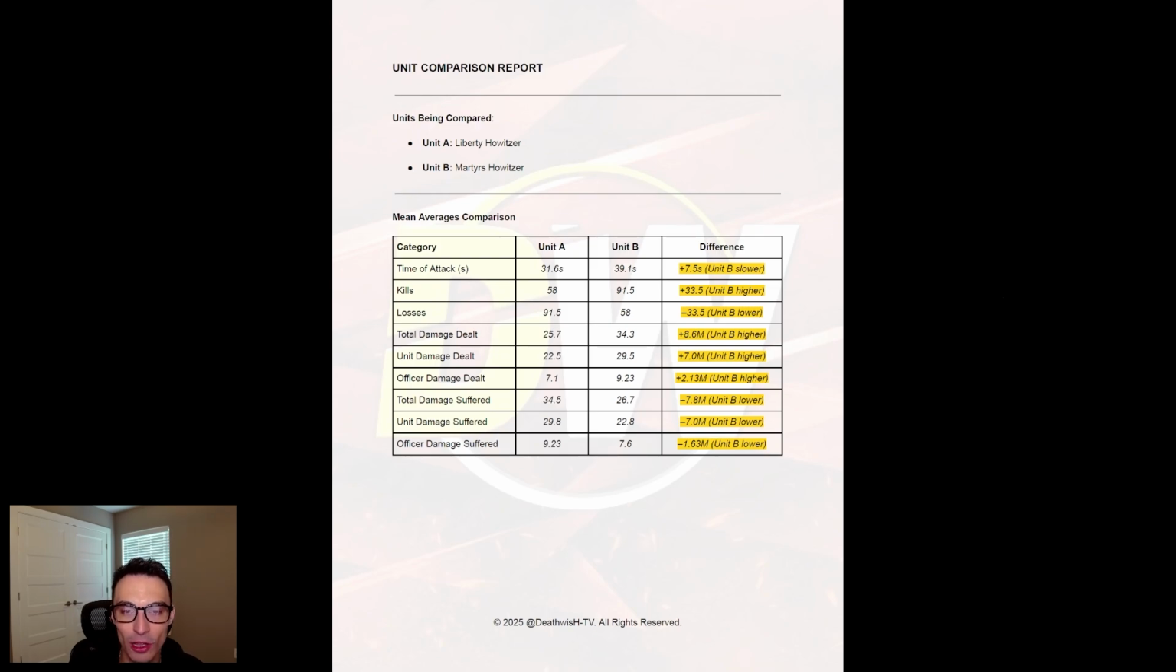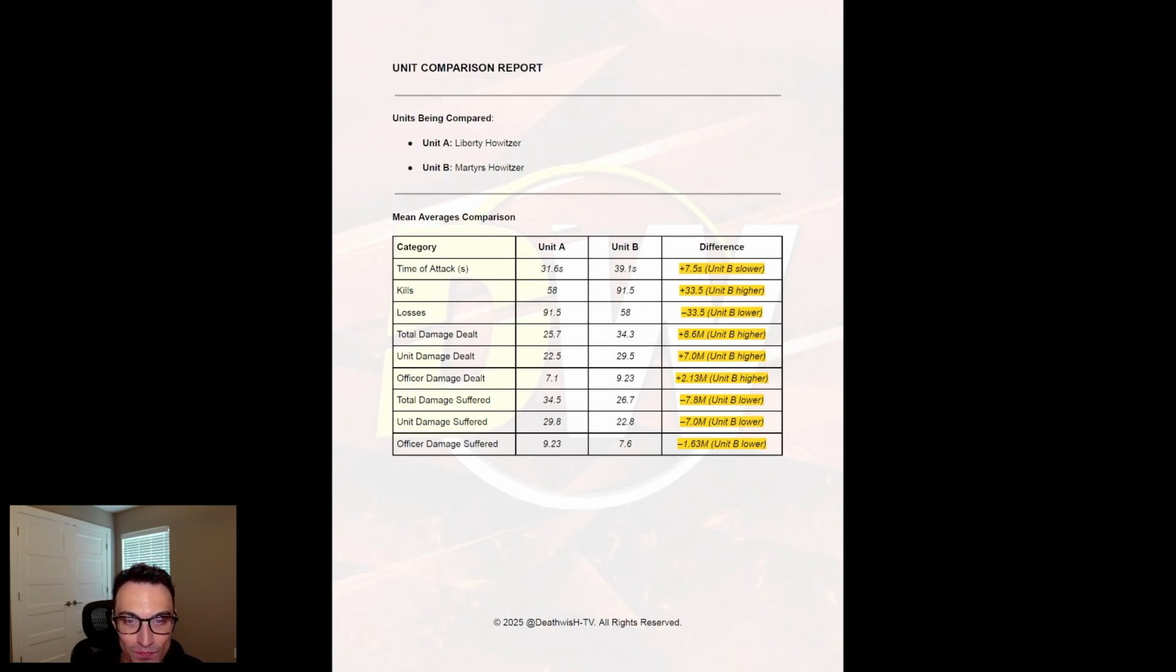So there are ways to kind of close that gap a little bit, but just in pure statistics, the Liberty is a faster firing howitzer, which gave it an advantage as well. They've since buffed the Martyr Howitzer a bit since that last testing I did, and it's definitely been impactful. And without a shadow of a doubt, when we're talking open field specifically, the Martyr Howitzer, no question about it, is the superior unit if you're in the open field and you're attacking other units, specifically artillery units.